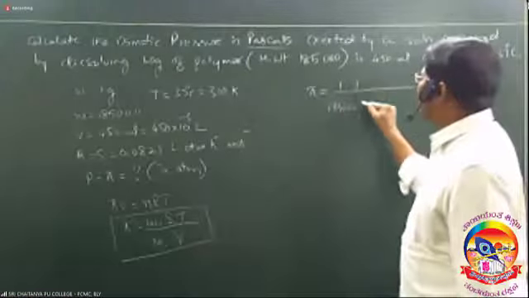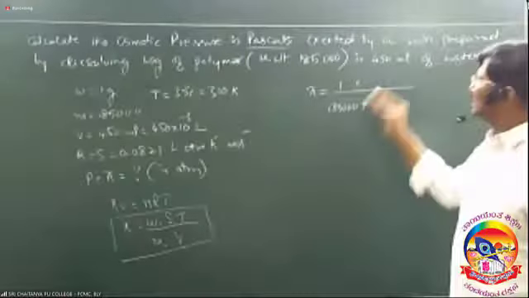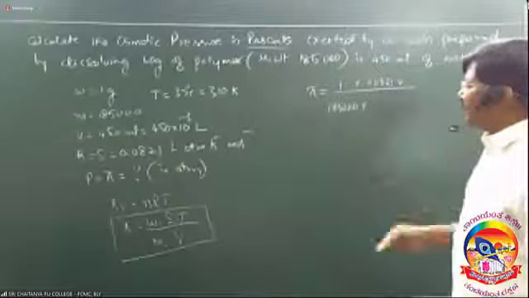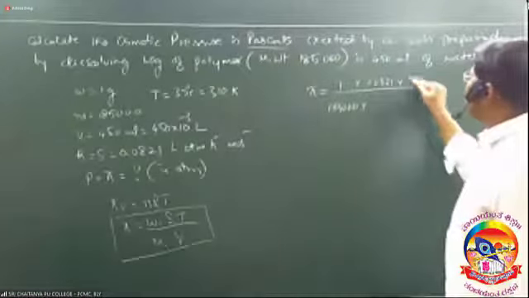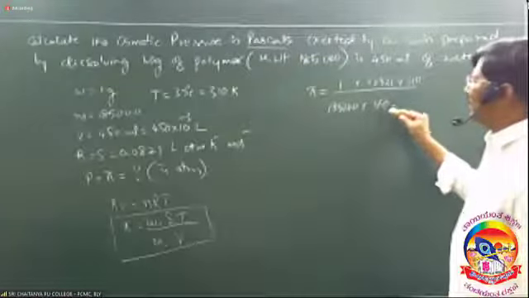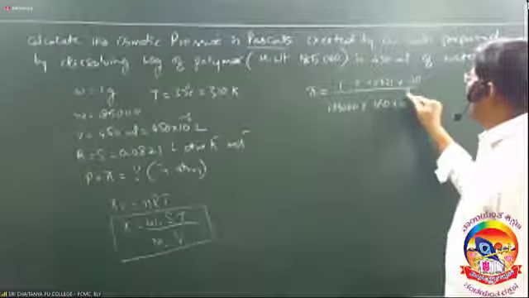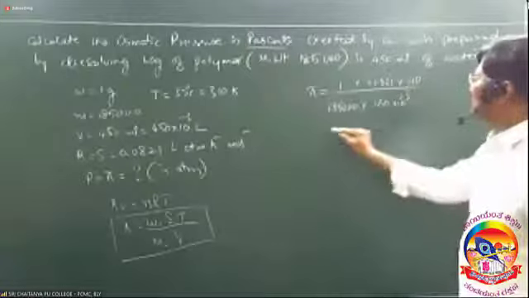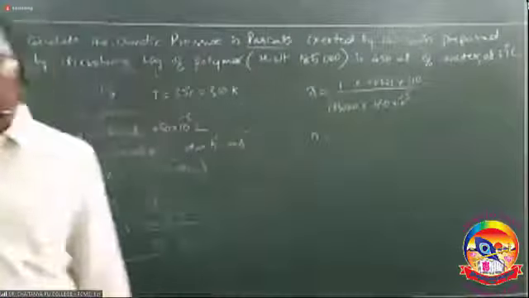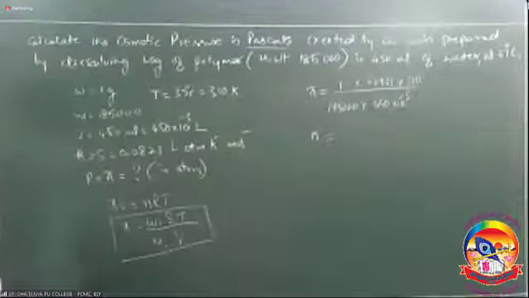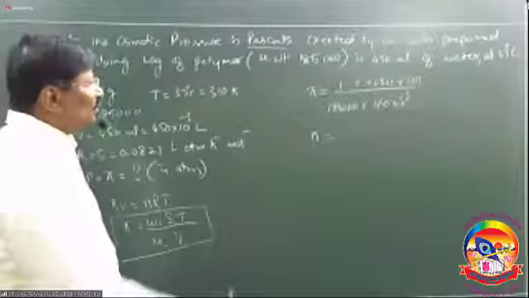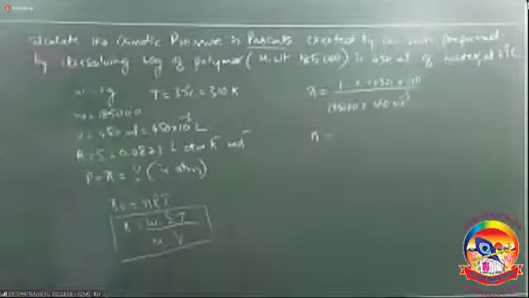18500, right? Then 0.0821 into temperature 310, then volume 450 into 10 power minus 3. Also, please see, whenever track 1 is going on, please be ready with your calculators. It is always good. So what is the pi value?